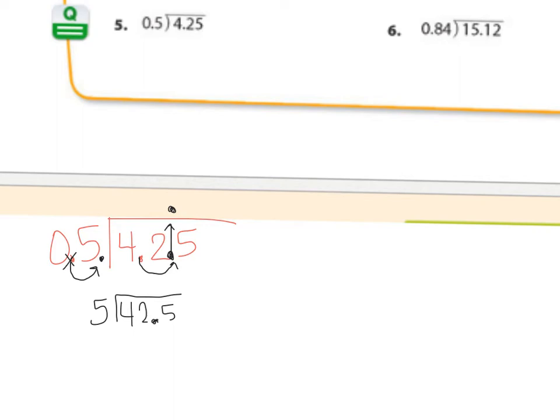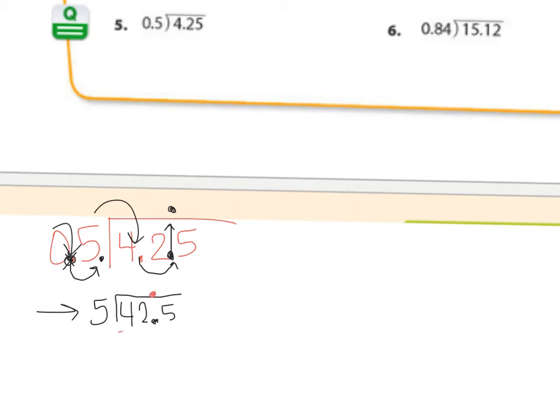Okay? The reason we do it is because we can work it easier without this decimal. We're not thinking in parts, we're thinking in wholes. And 5 goes into 42 and a half the same number of times that 0.5, 5/10, goes into 4 and 25 hundredths. Moving the decimal around, it's still going to give us the same answer. Put the decimal in the answer and let's start dividing.